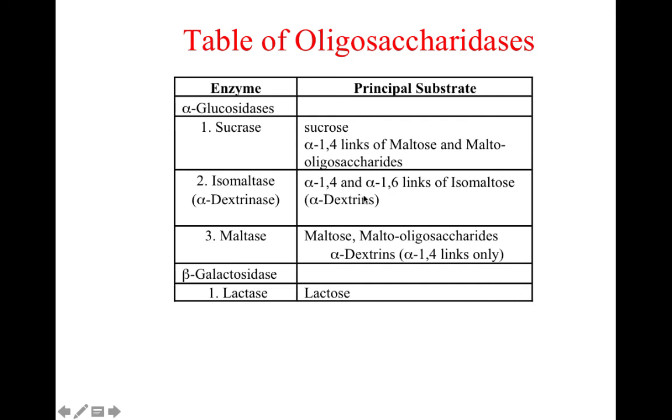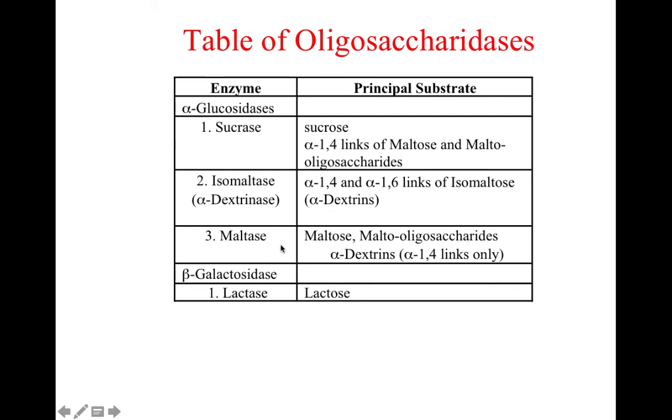And remember, these are what we call the alpha dextrins. They would have alpha 1 to 4 and 1 to 6, also referred to as isomaltose. Alpha dextrin and isomaltose are the same. So we call this enzyme isomaltase. It's crucial, because it breaks down those alpha dextrins.